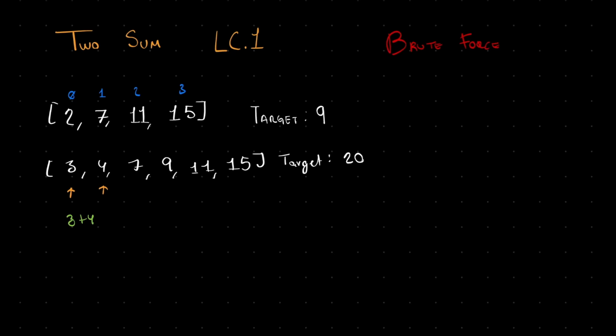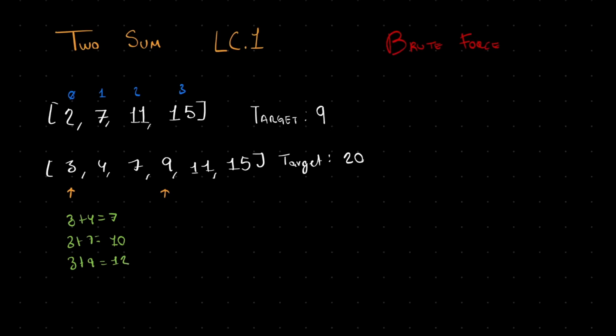3 and 4, this is equal to 7. And we know this is not equal to the target 20. So we can move 1 pointer to the right and then continue summing up the different numbers. So 3 plus 7 is going to be equal to 10, which is not the number we're looking for again. So we're going to keep doing all the sums. 3 plus 9, which is equal to 12.